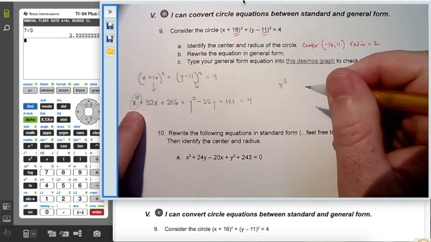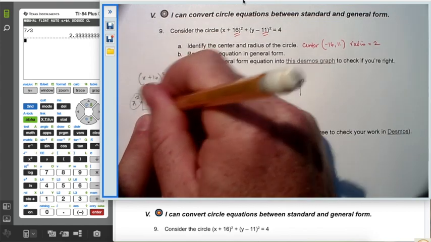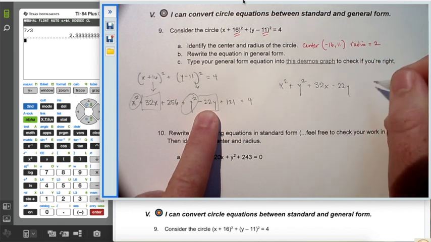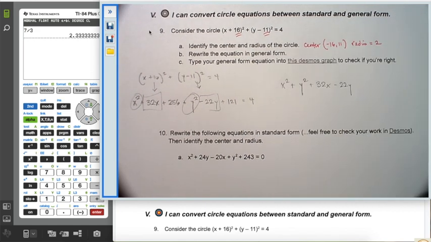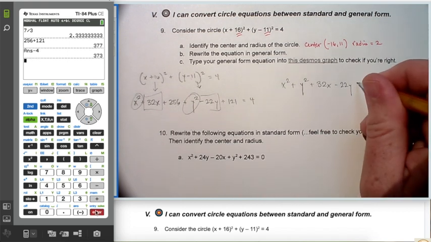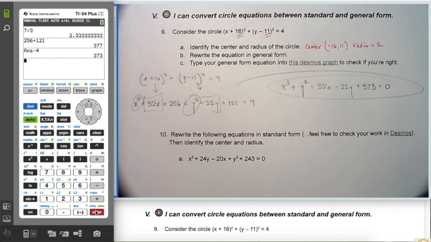General form starts with the number of x squareds. There's only 1. Y squared, there's only 1. The x terms come next. There's 32 of them. Then negative 22 y's. And then the constants, you have 256, 121, and 4 all left over. I'm probably just going to combine the 256 and 121 on the left side, and then just subtract 4 from both sides of the equation. That constant should be 373 then, and that would leave nothing on the right-hand side. So that is general form.